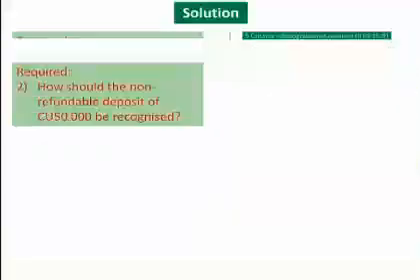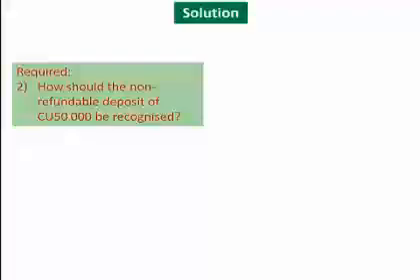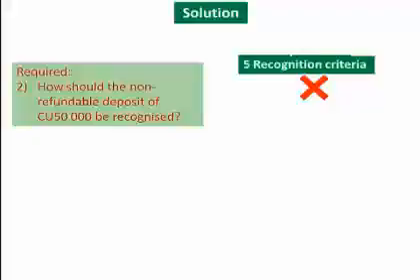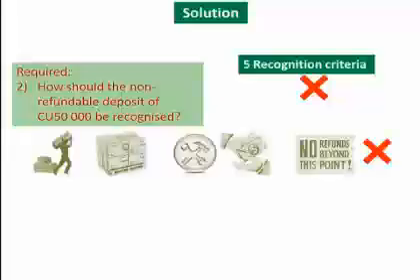Let's address the second part of the required. How should the non-refundable deposit of $50,000 be recognized? The 5 recognition criteria for a contract are not met, and thus the non-refundable deposit of $50,000 should be recognized as a liability. In terms of IFRS 15 paragraph 15, it can only be recognized as revenue if one of 2 events occur. The entity has no remaining obligations to transfer goods or services to the customer, and all or substantially all of the consideration promised by the customer has been received by the entity and is non-refundable.